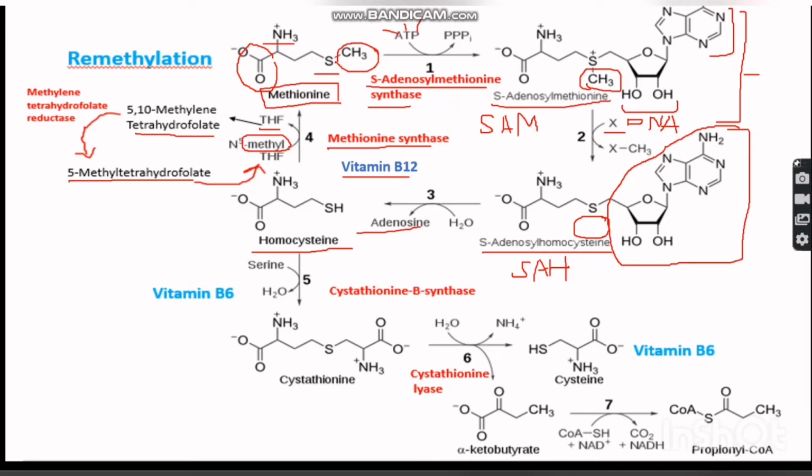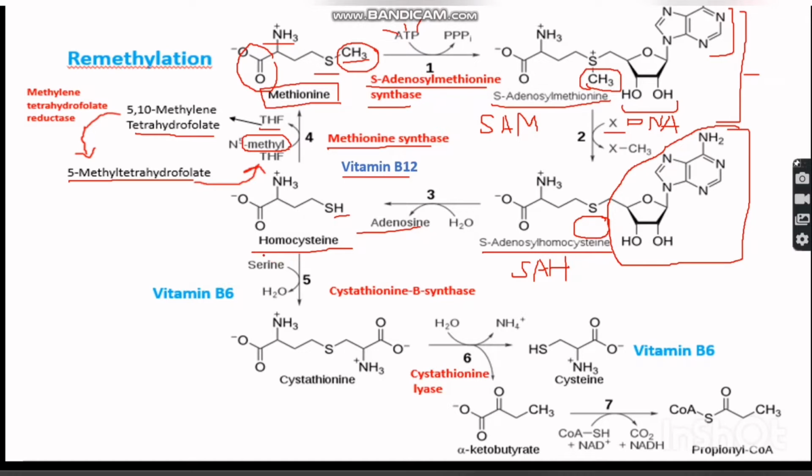But here, with the sulfur atom, there was a hydrogen atom, but in the place of hydrogen, what comes? A methyl group. This methyl group came from 5-methyl tetrahydrofolate, which is converted to tetrahydrofolate, and this methyl group is added into homocysteine, and it produces methionine by the enzyme methionine synthase. And this methionine synthase requires a cofactor, that is vitamin B12.